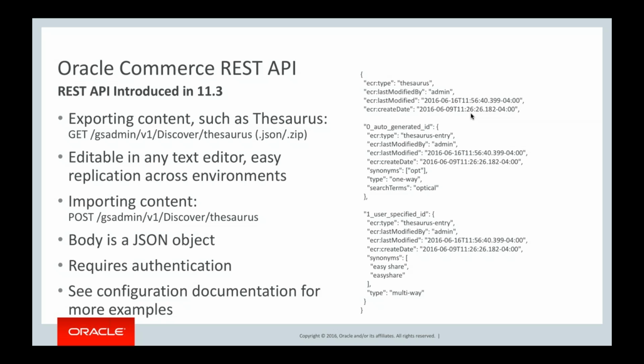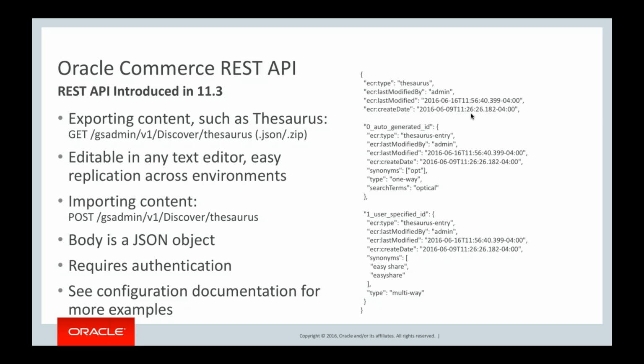And on the on-premise side, you use j_security_check, I believe it's called, to log in. And then once you have this cookie, this token, you can drop that in as a cookie, and then you can use the rest of the GSA admin endpoint.